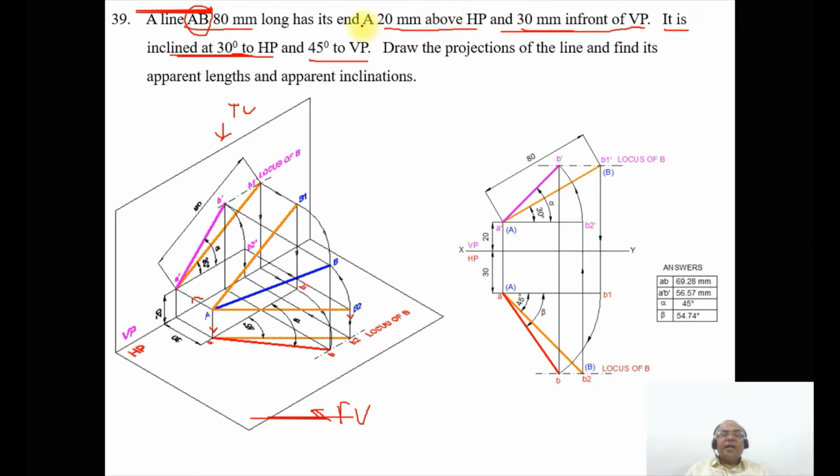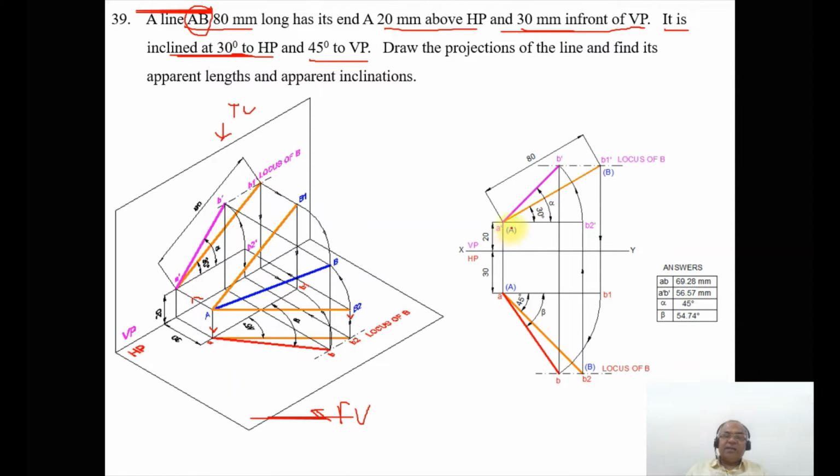You are going to get the line A dash, because the image is on the vertical plane, and 30 mm in front of VP, which is small a because it is the top view. Since it is in front of VP, it will be on HP.